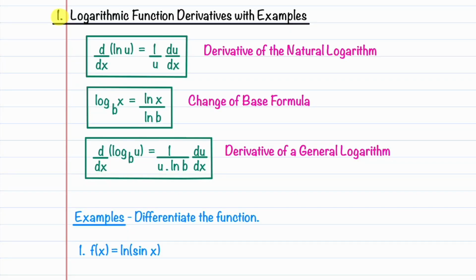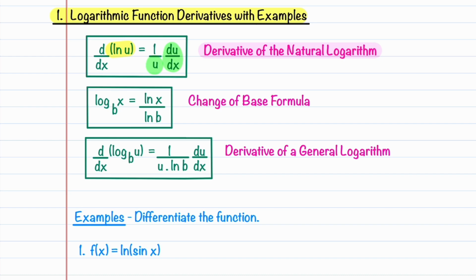We're going to learn how to find derivatives of the natural and common logarithmic functions and walk through some examples. The derivative of the natural logarithm, ln u, is equal to 1 over u, where u is just what's inside the natural log, times du dx.